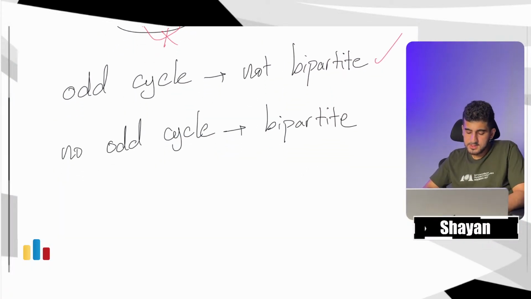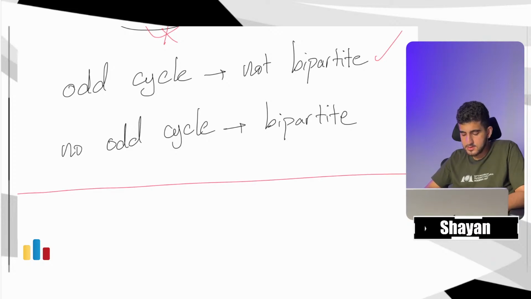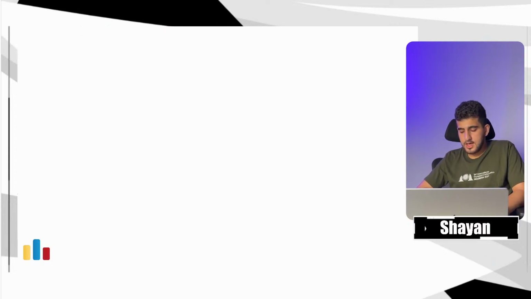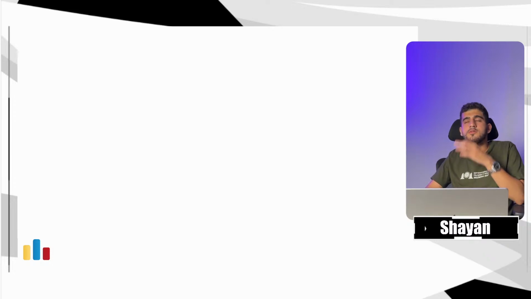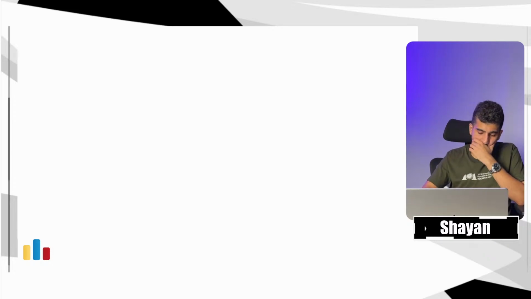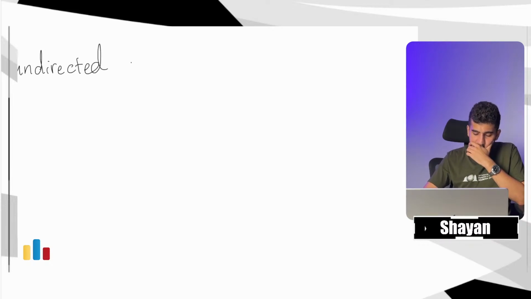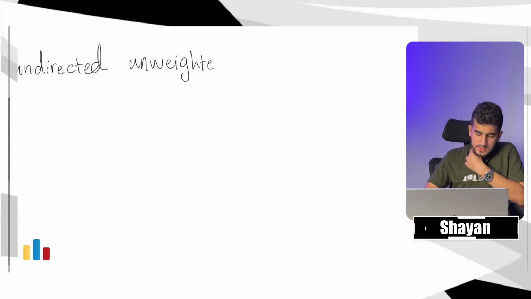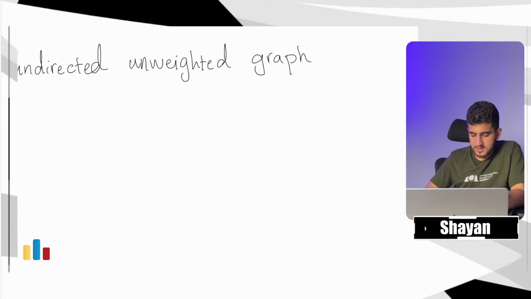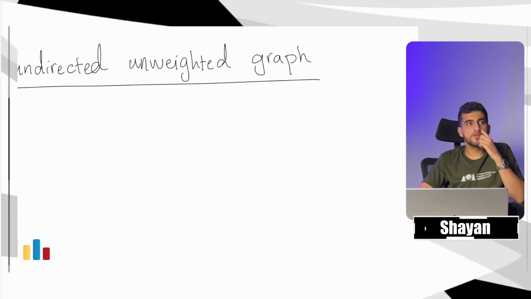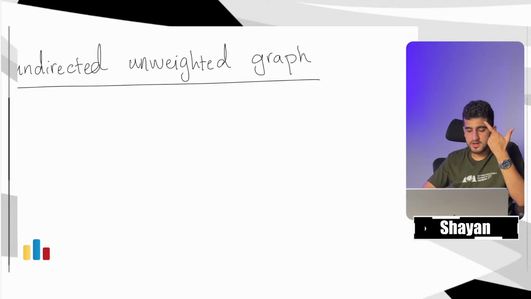So, this was about bipartite graphs. We will get back to them very soon. And now I want to discuss another thing as well. Let's consider the simplest form of graphs: undirected, unweighted graphs. Assume that we have an undirected, unweighted graph. I want to find the distance from a vertex to another vertex.